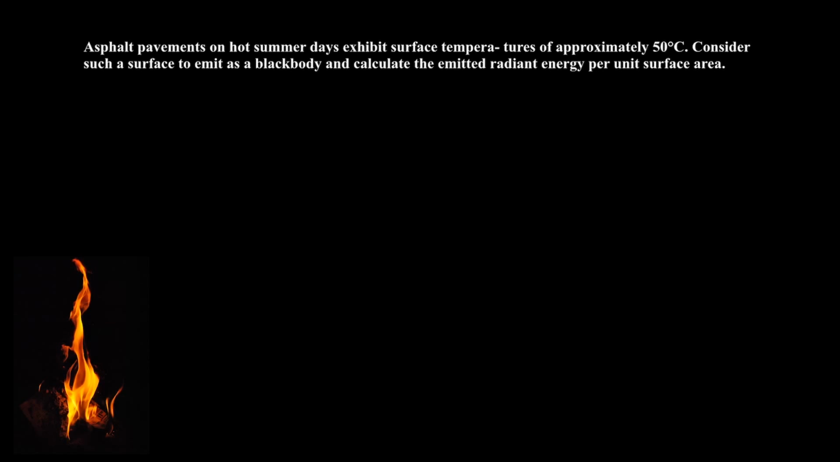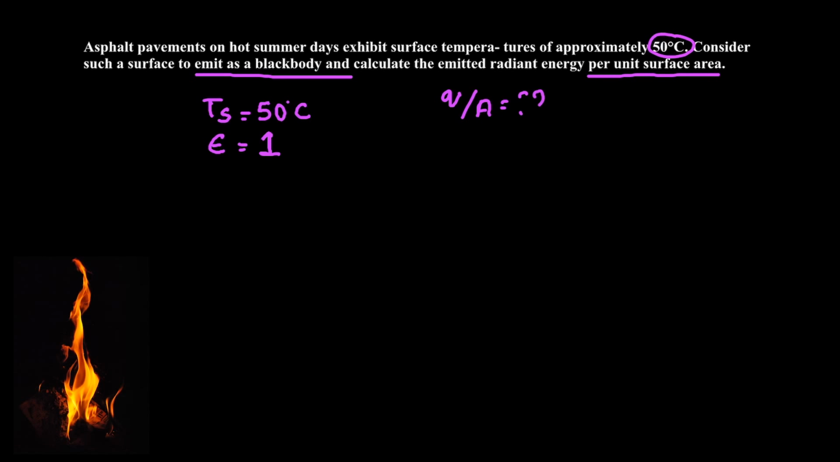And I think this is the last problem that I have for this video. Exhibit temperatures of approximately 50 C. So T surface is 50 C. Consider the surface as a black body. So we know that a black body has an emissivity of 1. Calculate the radiation per unit of surface area. We still need to find Q over A.